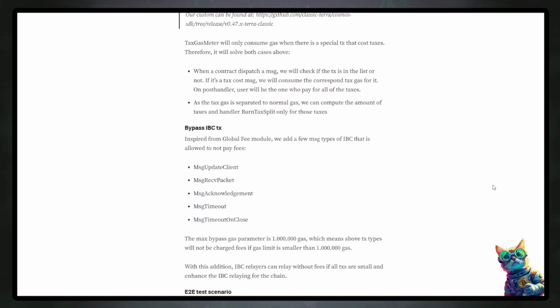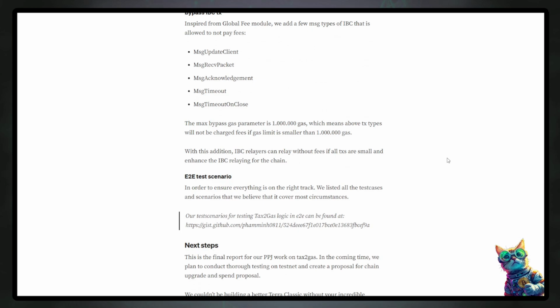Next, bypass IBC transactions. Inspired by the global fee module, we add a few IBC message types that are allowed to not pay fees: message update client, message receive packet, message acknowledgement, message timeout, and message timeout on close. The max bypass gas parameter is 1,030,000 gas, which means the above transaction types will not be charged fees if the gas limit is smaller than that number. With this addition, IBC relayers can relay without fees if all the transactions are small, which enhances IBC relaying for the chain.